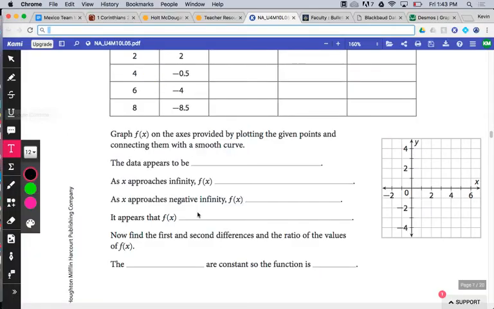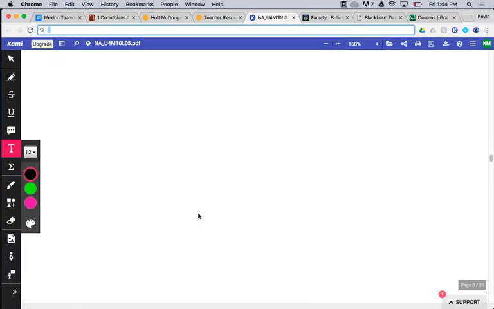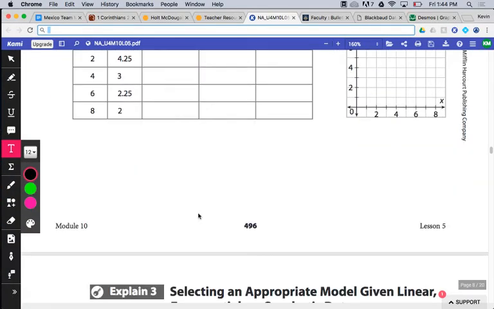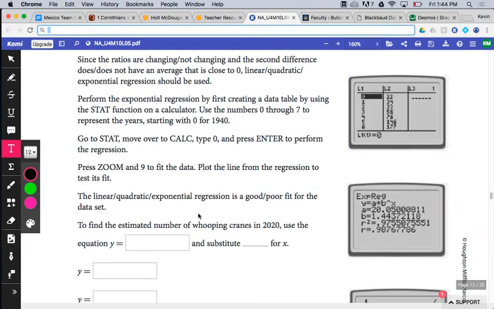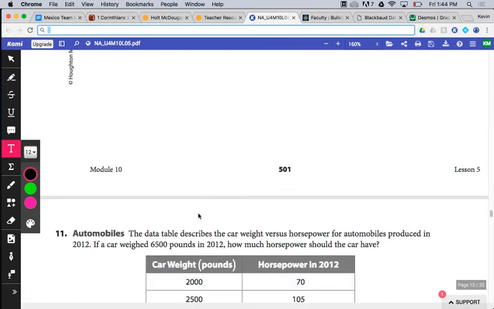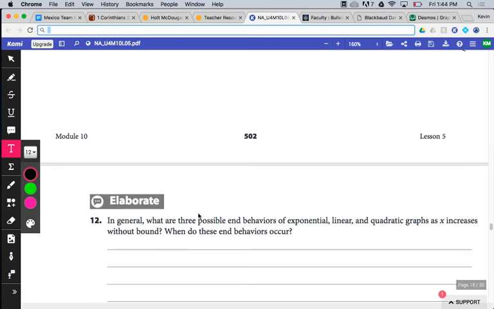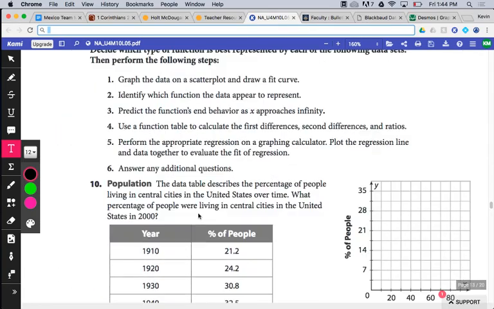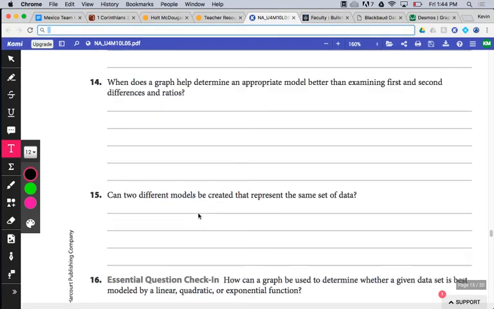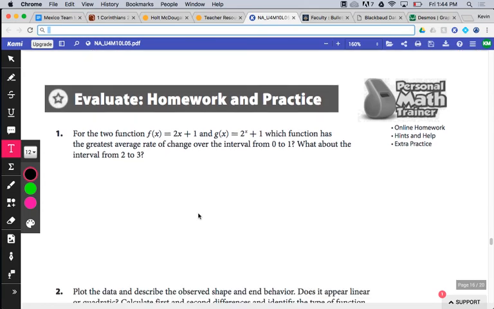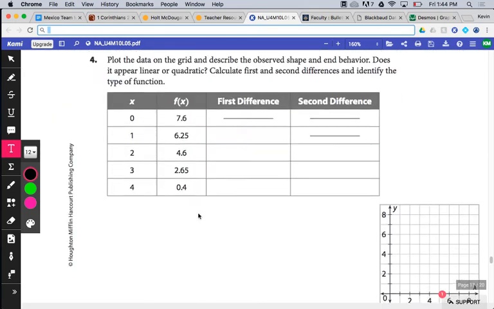With that said, that's basically it. Your homework is on, oh, I skipped it, didn't I? 504. Is that where it is? Yep. Thank you. 504, numbers 1 through 8.